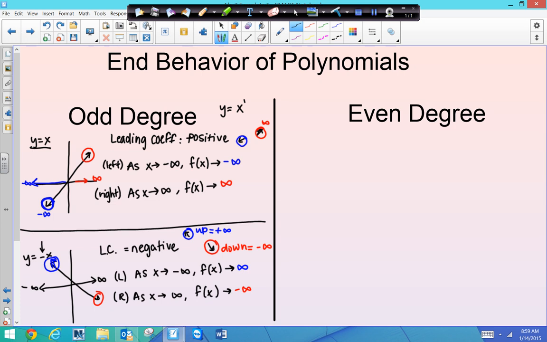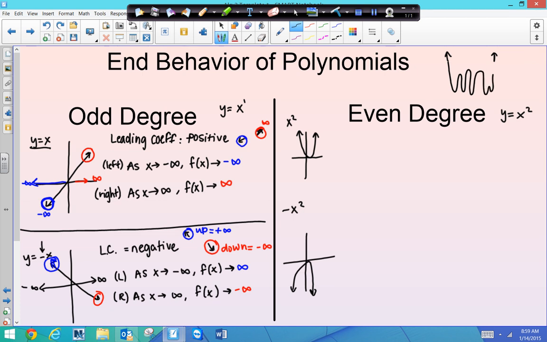So for even degree, our most basic even degree function would be x squared. And we just got through talking about quadratics. For that, you either have a positive x squared, which opens up, or you have the negative x squared, which opens down. And again, we don't care what's happening in the middle. It could do all kinds of crazy stuff, but we only care about the ends. That's why it's called end behavior.